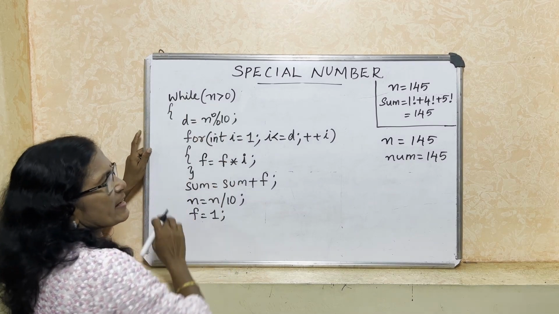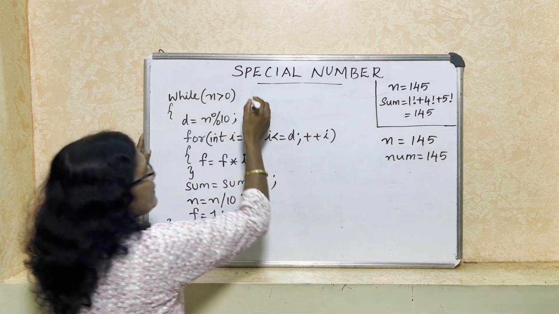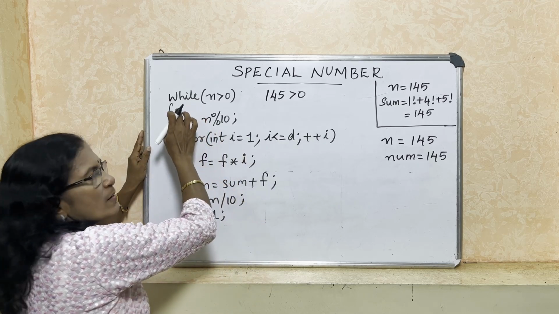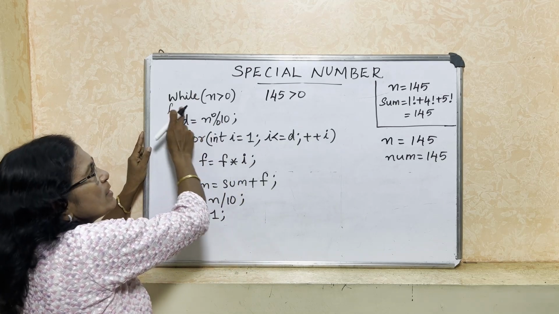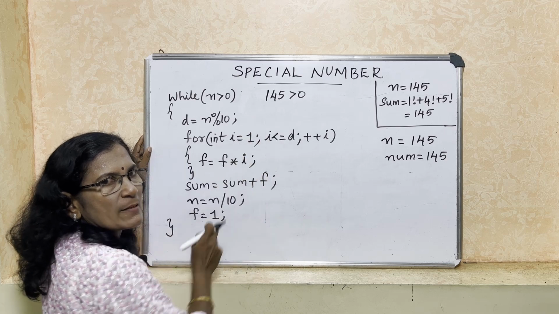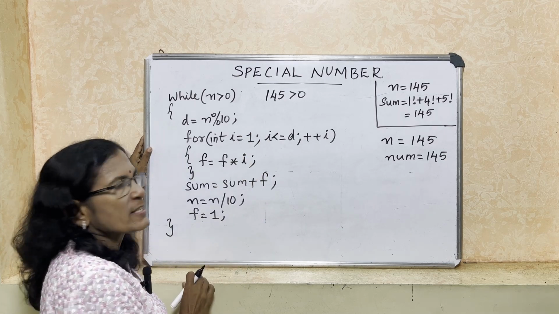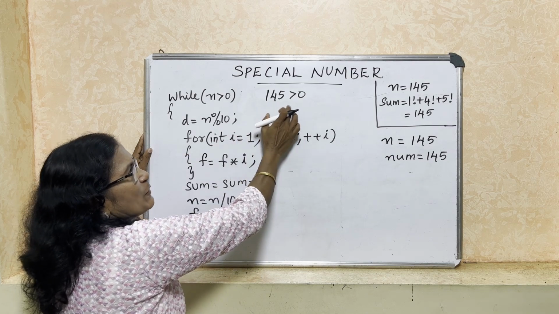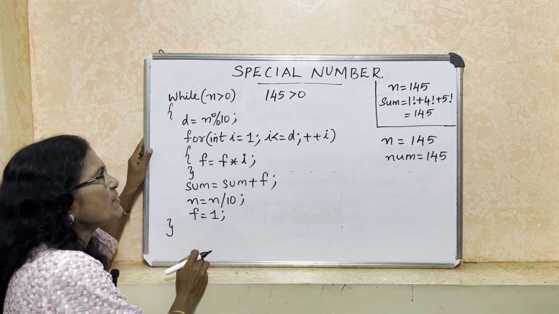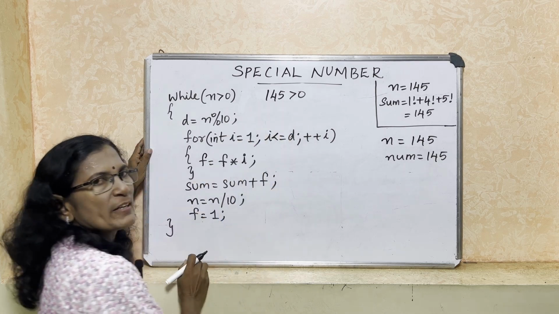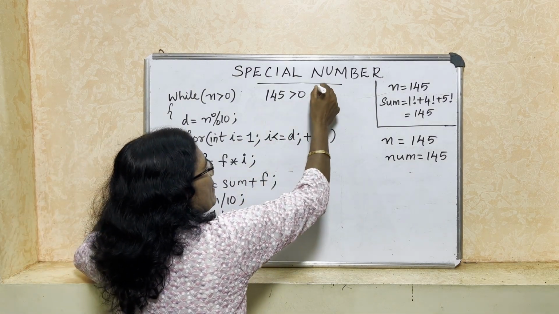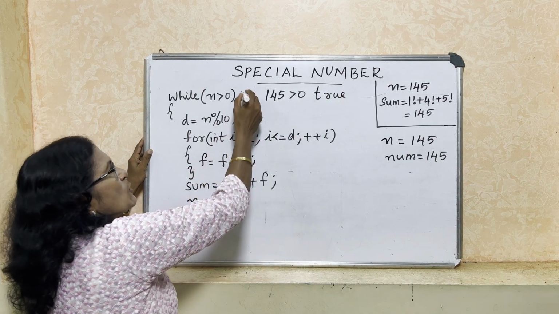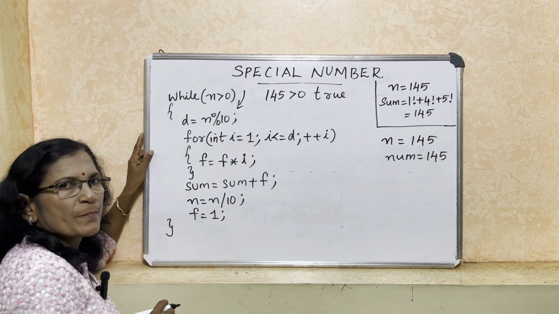While n greater than 0, the value of n is 145. 145 greater than 0. As the control comes to the while loop, the test expression is evaluated to determine whether the loop's body has to be executed or not. As 145 is greater than 0, the test expression is evaluated to true. As the condition is true, control enters into the while loop's body.